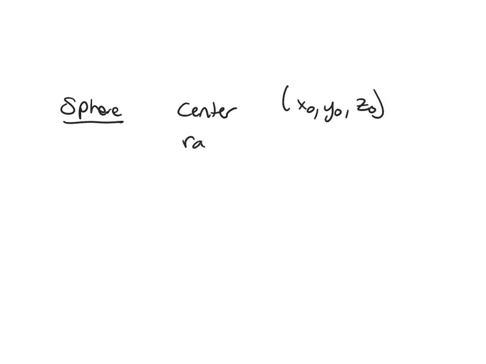Now let's talk about spheres. You can think of spheres as being the three-dimensional version of a circle, which is a two-dimensional object. Remember, for circles, you always have a center. So spheres always have a center, but now it's a three-dimensional point. And what else do circles have? They have a radius. Same thing for a sphere. You have a radius, r.